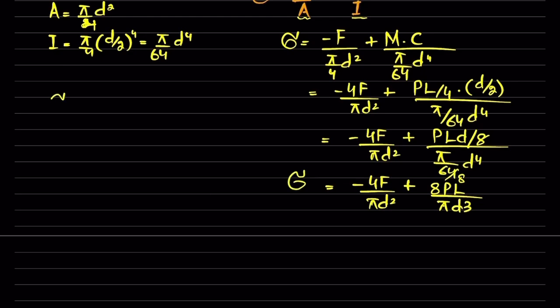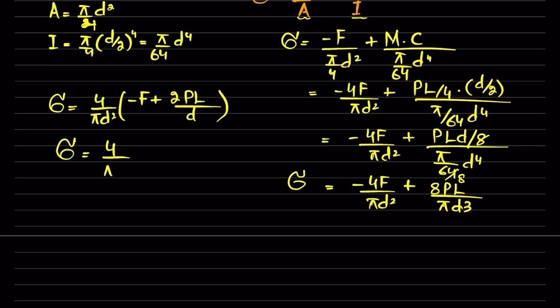So this sigma, if you take 4 over pi D square as common, will be left with minus F plus 2PL over D. Clear? So we can rewrite it as 4 over pi D square into 2PL over D minus F. So this is the normal stress.